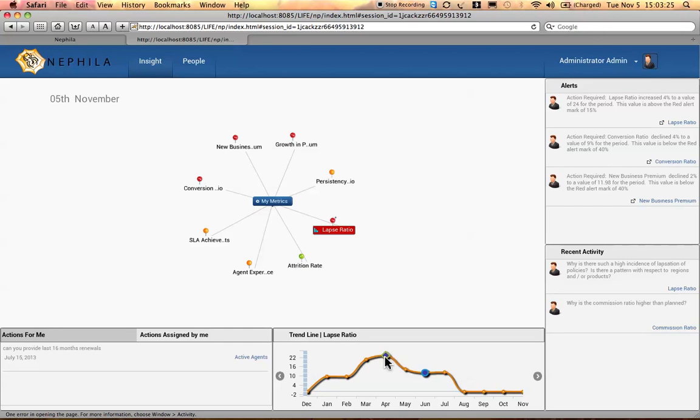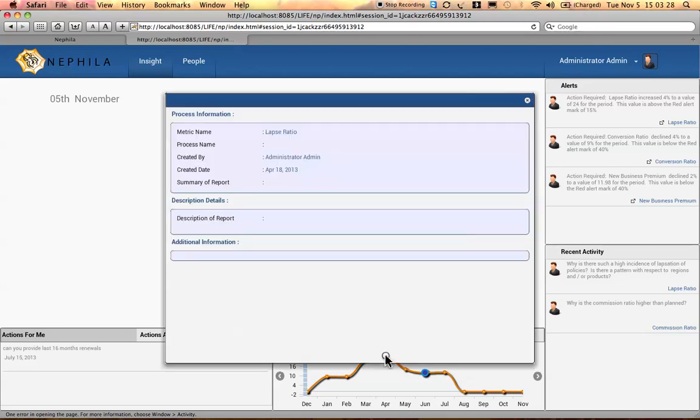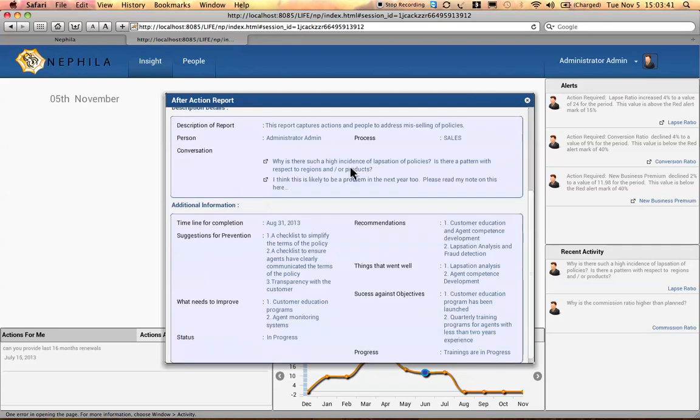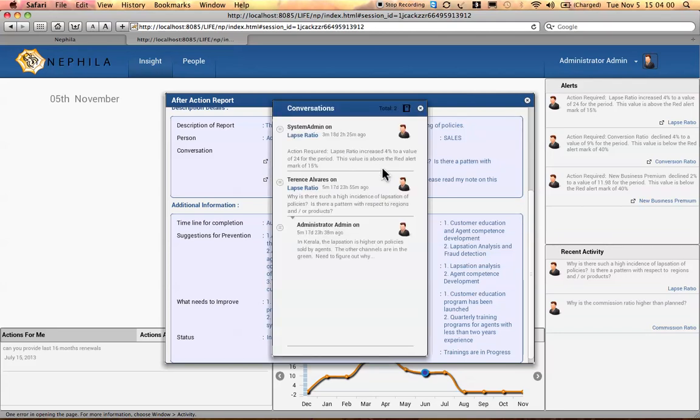This inflection point is marked by a set of learnings that I have put here, which is templated by Nephila. I can create the project name, process name, the summary, the description of each of those reports, and what kind of recommendations were given and how I have gone about implementing this.